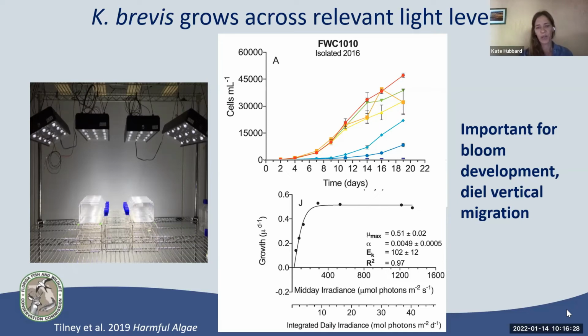These organisms swim up and down in the water column as well daily. So this allows them to access a different suite of light levels. And so now we know that they're able to grow at all of those light levels. So this is one way that they're able to really thrive in the environment.